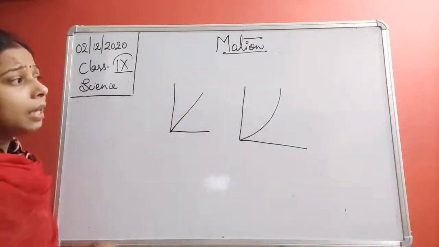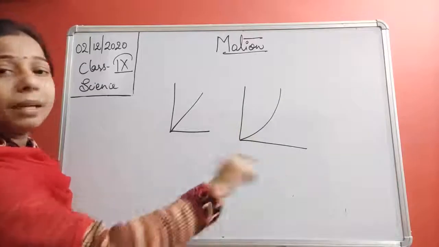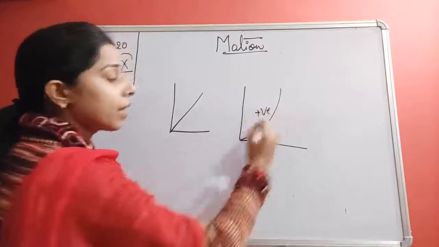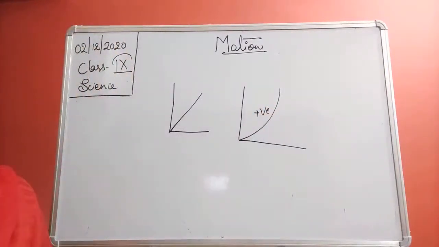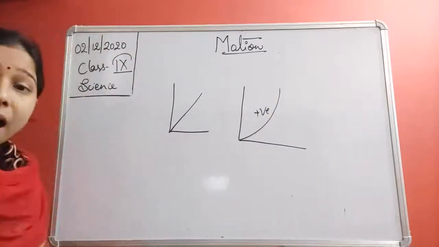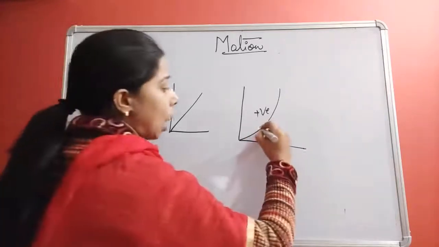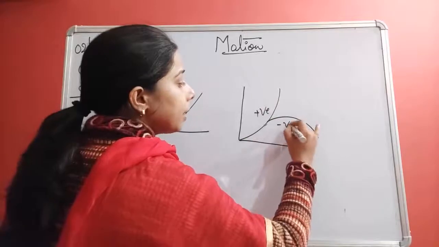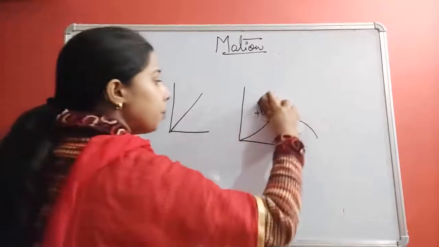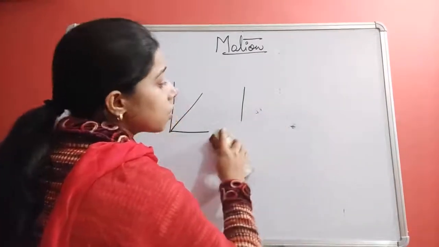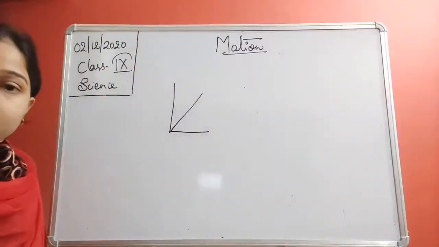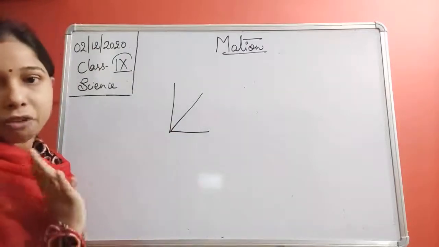The curve can be in the upward direction or it can be in the downward direction. If it is in the upward direction, we will call it a positive acceleration. And if the graph is in the downward direction, students, then we will call it a negative acceleration. So ultimately we can say that, either positive or negative, the acceleration will be a non-uniform acceleration. It is not a uniform acceleration.